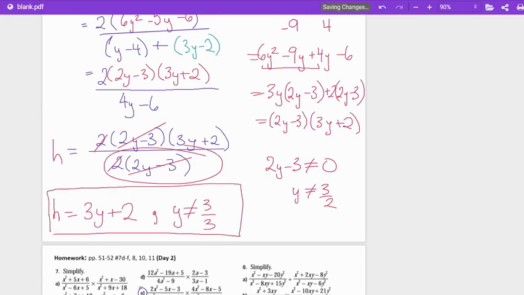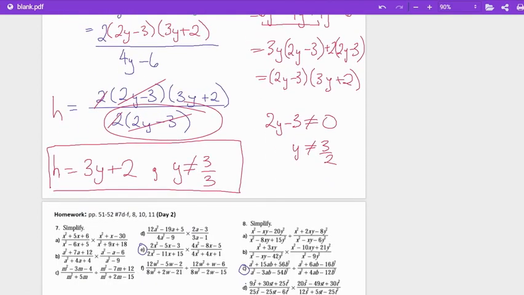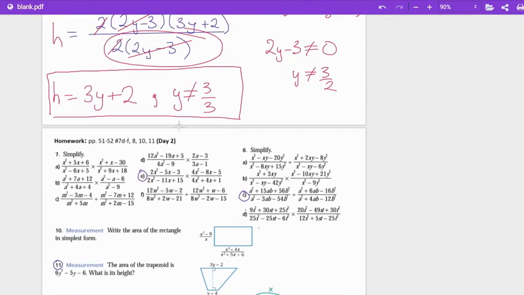Okay, could this kind of area question show up on a quiz? For sure. Could any of these questions show up on a quiz? Absolutely. So do the homework questions. Work with your partner. Go to the whiteboards if you want. That's it.